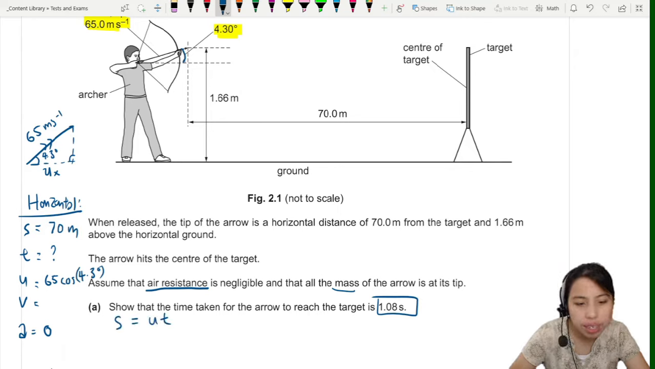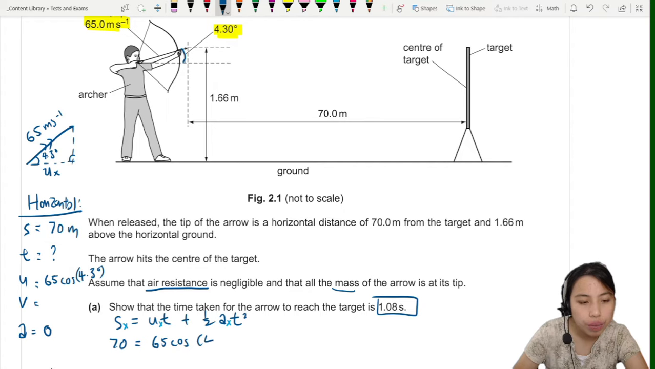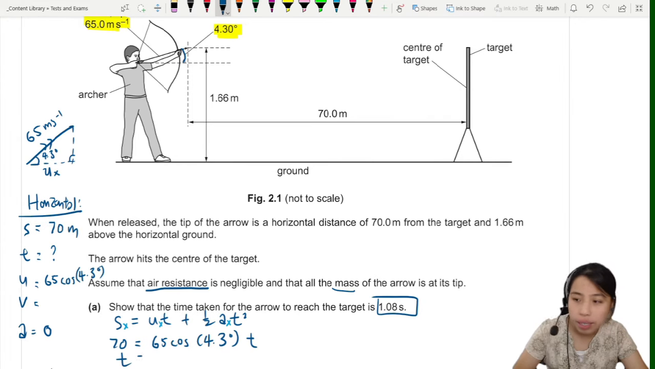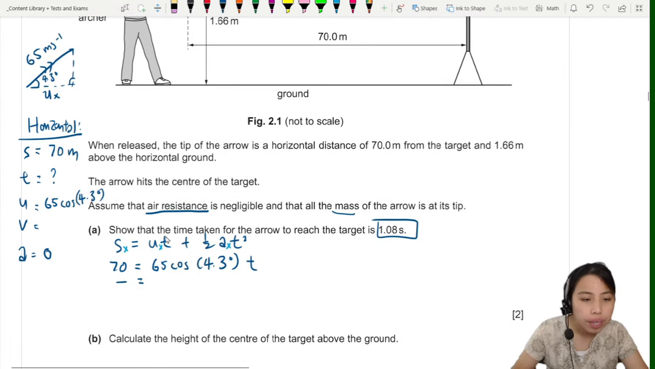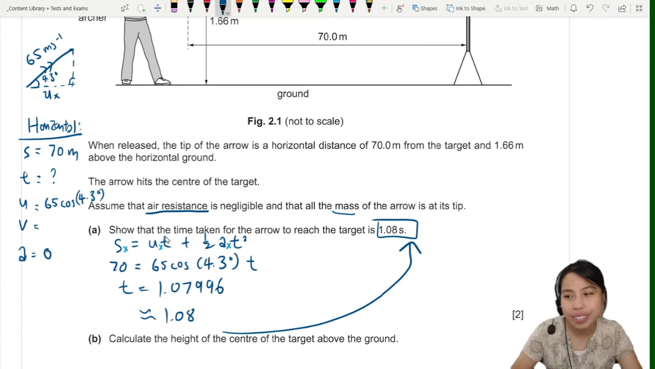S equals ut plus half at squared. But since it's horizontal, I might as well indicate this: sx, ux, ax. So we travel 70 meters at a speed of 65 cos 4.3 and time. Acceleration at the back we don't have, we just plus zero, but you don't need to write it out. So just this is fine. Okay, so you should get a t value of 1.07996, or round off to 1.08, which is what we were trying to show.